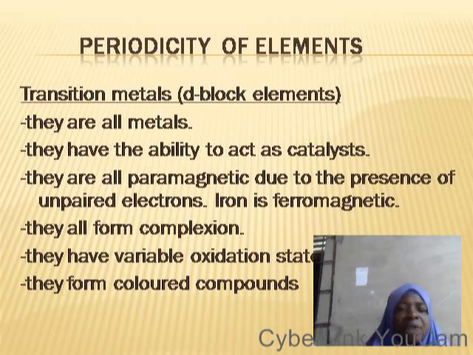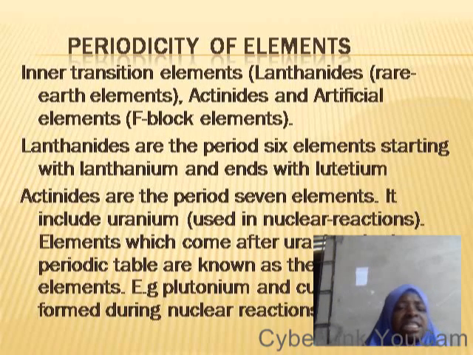The next one that we are going to be looking at is the inner transition elements, those at the bottom of the periodic table, where we have the lanthanides, which is the first series, and the actinides, which is the second series. The lanthanides are the period 6 elements. They start with lanthanum and they end with lutetium.